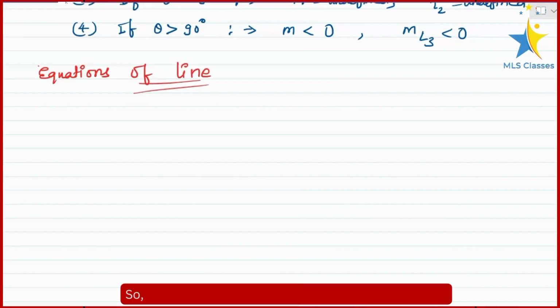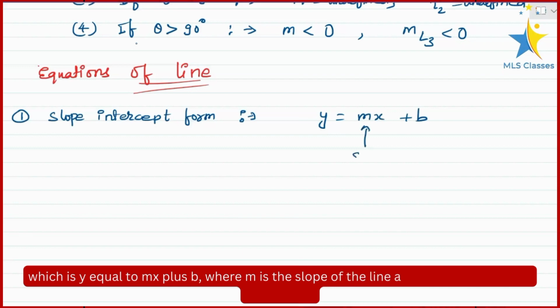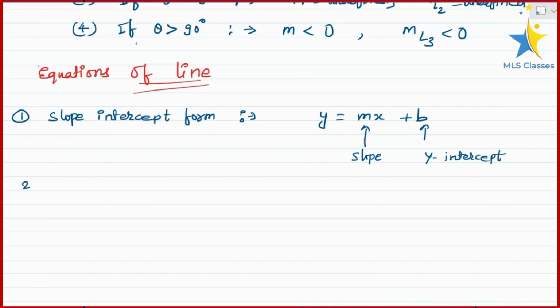Now we will see equations of a line. The first form we have to study is the slope intercept form, which is y equal to mx plus b, where m is the slope of the line and b is the y intercept of the line. So if we know the y intercept and slope, then we can simply write the equation in this form.